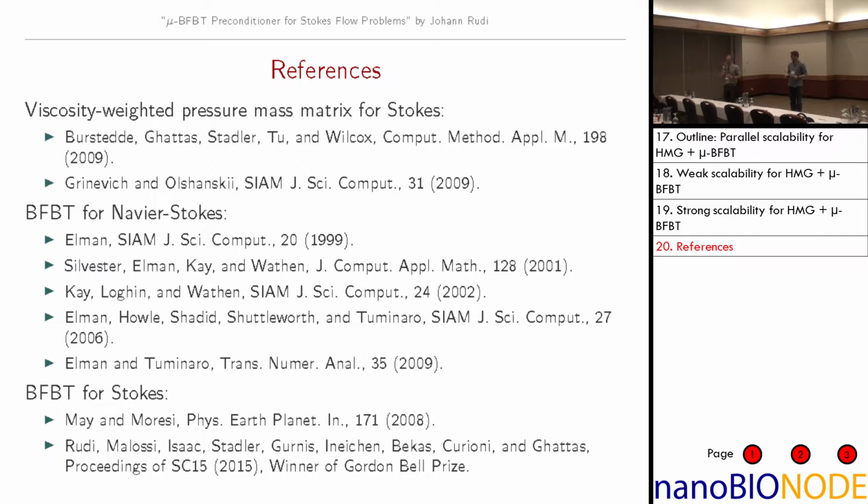Yeah, I don't have any experience, I'm afraid. Can you repeat the question? Yeah, so the question is simply that BFBT was originally invented to solve Navier-Stokes problems, so problems with inertia. And this is being used here for Stokes problems. I was just wondering if variable viscosity Navier-Stokes problems could be solved with this method.